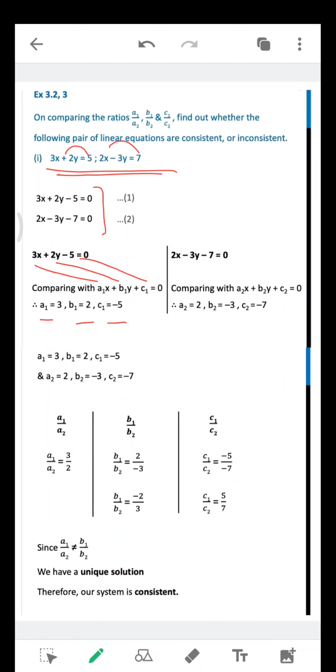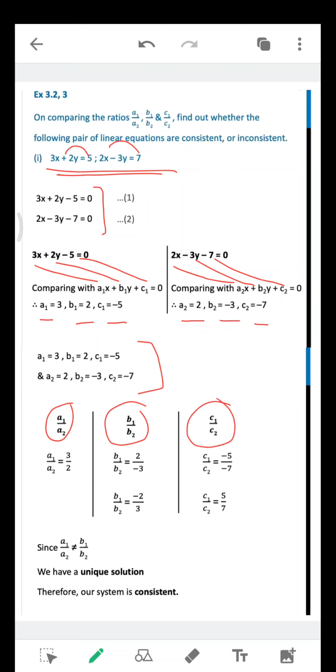Similarly, we'll find the a2, b2 and c2 values, because this is the second equation. What is the coefficient of x here? a2 is 2, then b2 is minus 3 and c2 is minus 7. So this way, first we find the coefficients, and I'll write all of them here. Then we'll find the ratios a1 by a2, b1 by b2 and c1 by c2. Now see, a very interesting thing here: by looking at the ratios we can say how many solutions the equations have.